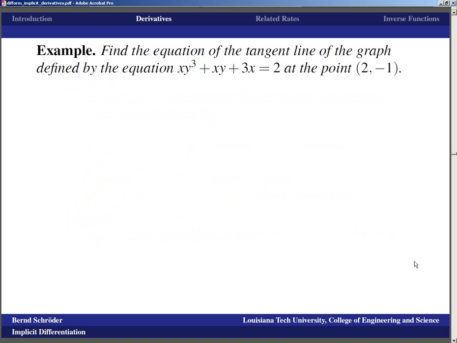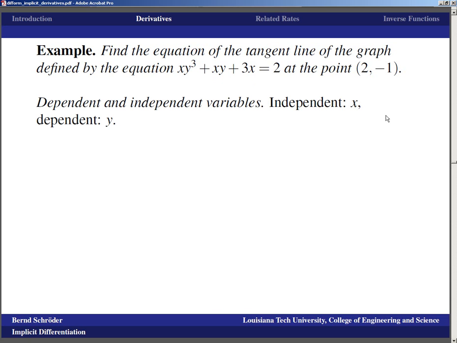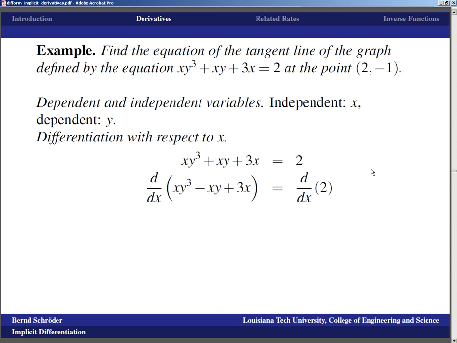And well, here's another example. Find the equation of the tangent line of the graph that is defined by the equation xy cubed plus xy plus 3x equals 2 at the point 2, negative 1. The independent variable is x, the dependent variable is y. If we take the derivative with respect to x, we take derivatives on both sides, and so here for the first term, we have to use the product rule now too, right?